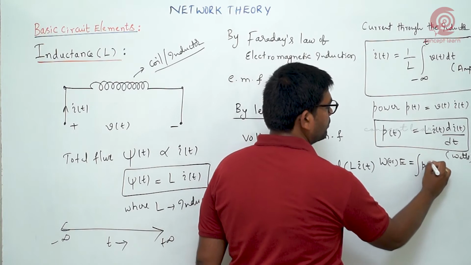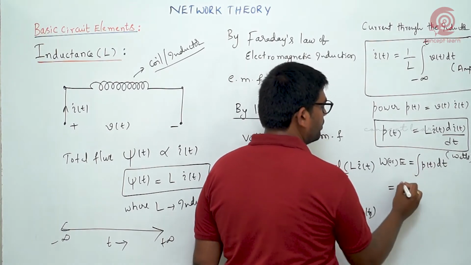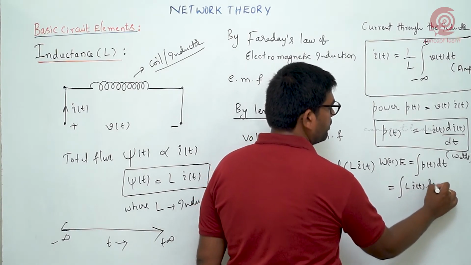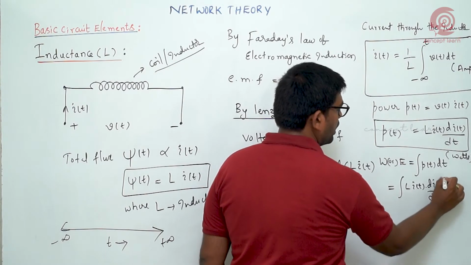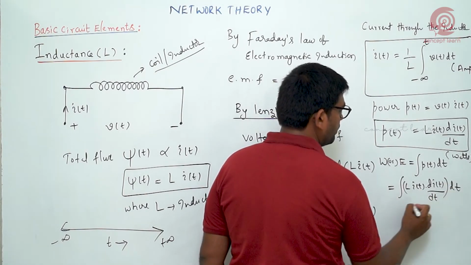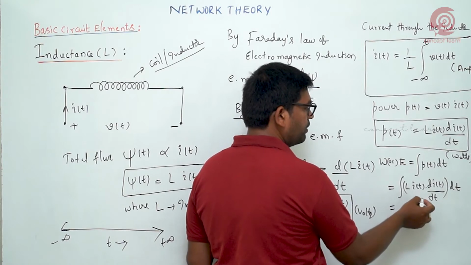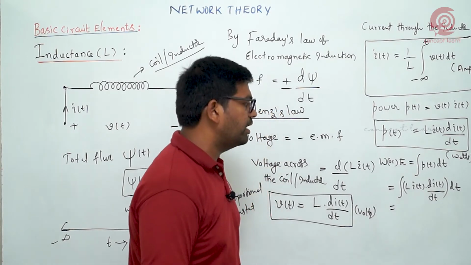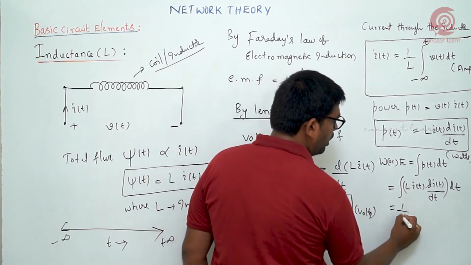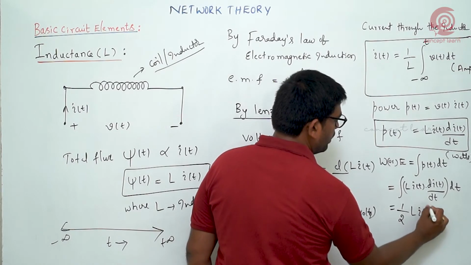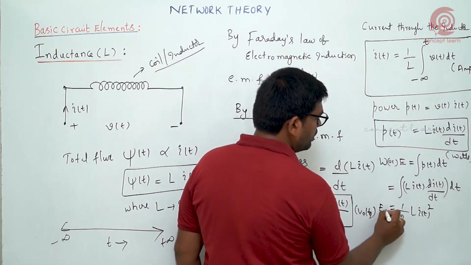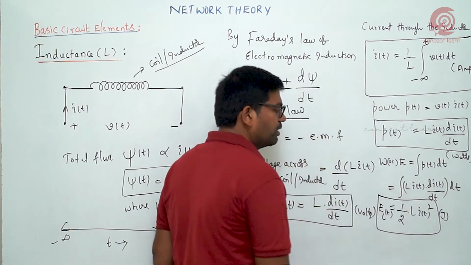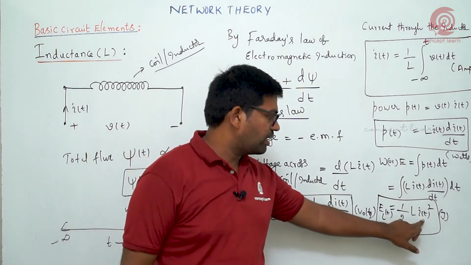Integral p dt. So when you write integral p dt, what will be the result we get? Integral of L i(t) into di by dt. Again we are doing the integration with respect to time. Simplify this. When you simplify, automatically dt will get cancelled. x dx means you can write x square by 2. With that relation we get half of L i(t) square. This is the energy stored by the inductor. With respect to instantaneous one we are writing, okay, right?